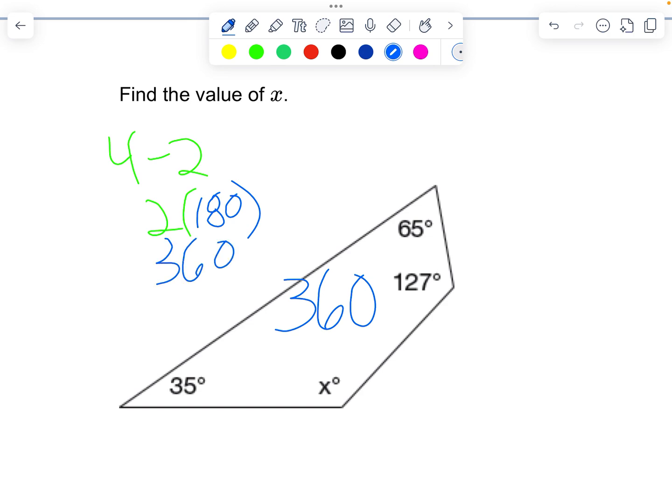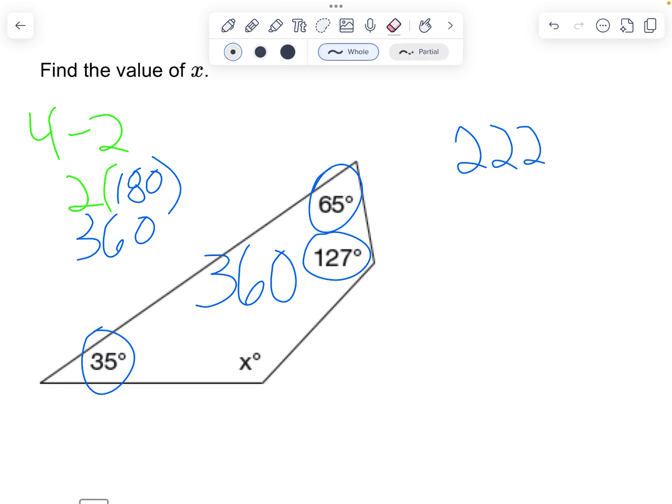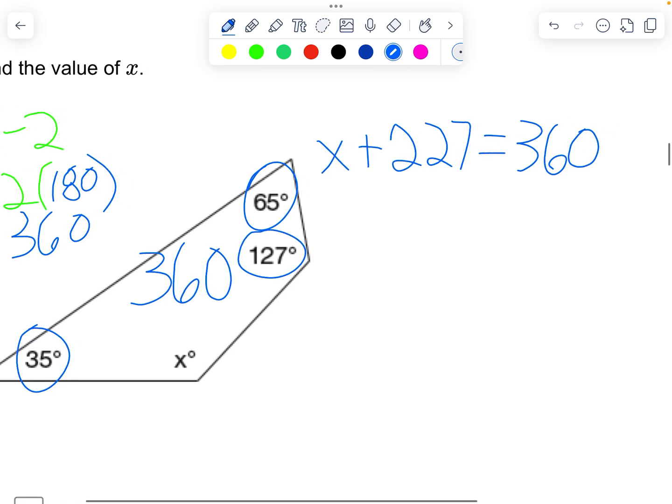All right, now, all the angles added together make 360, so let's add all the angles, okay? 65, 35, 127, add them together. So I'm going to just use a calculator like you can. 65 plus 127 plus 35, 227. All right, so I get 227, 7, not 2, 7. And we also have the x. So x plus 227 equals 360. We're just going to solve for x.